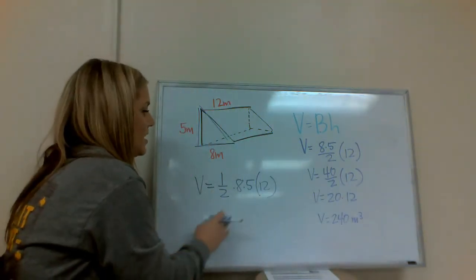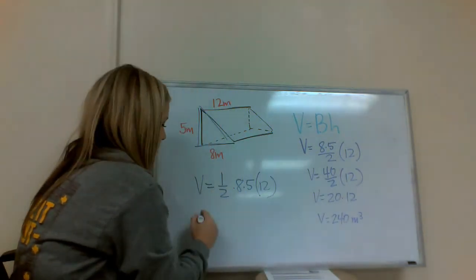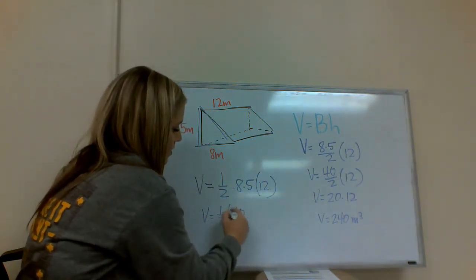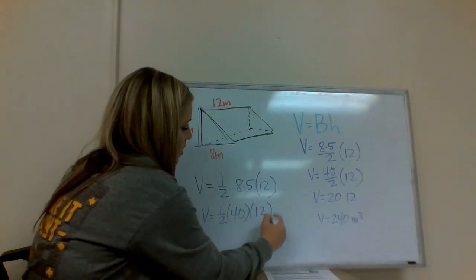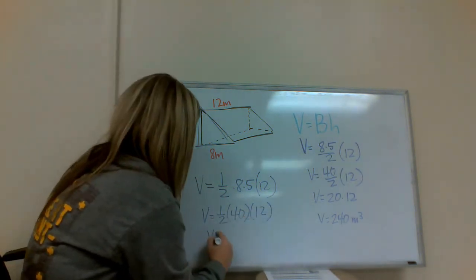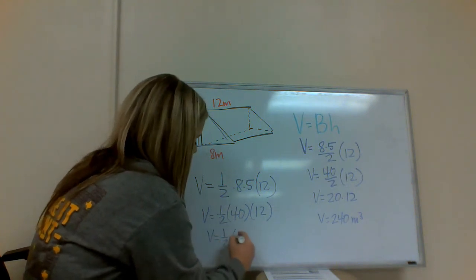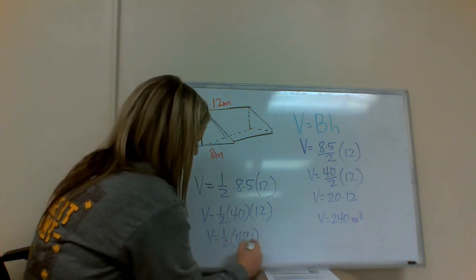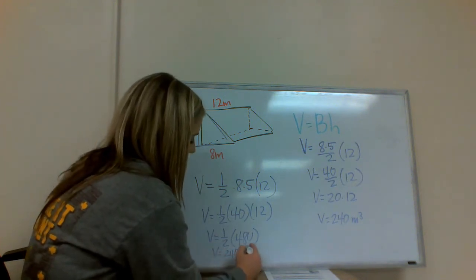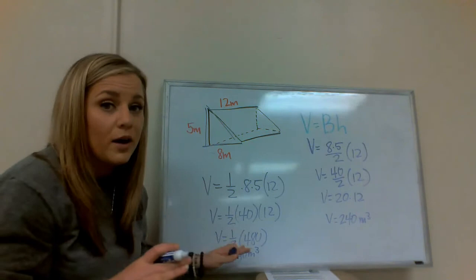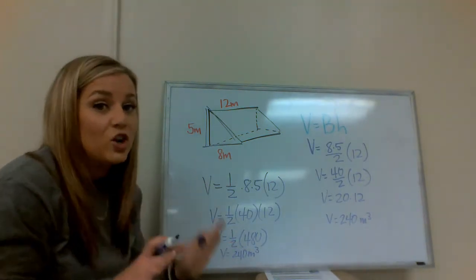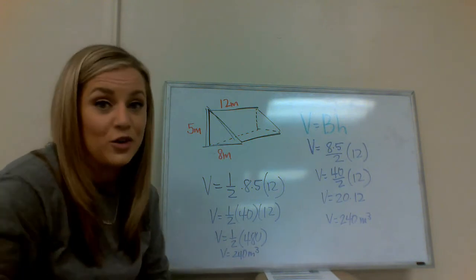So if we did it like this, if we did 8 times 5, I will save the half for the end. So 8 times 5 is 40 times 12. Well, 12 times 4 is 48. Add a 0. So we have 1/2 times 480, and half of 480 is 240 meters cubed. You can do it however you want, okay? So next I'm going to do a pyramid question, and then you're going to go work on this on your own, okay?